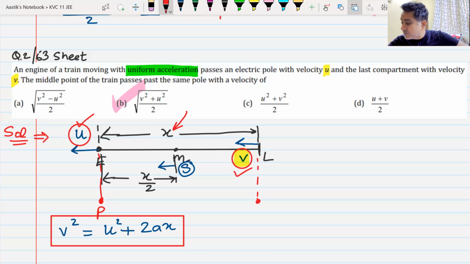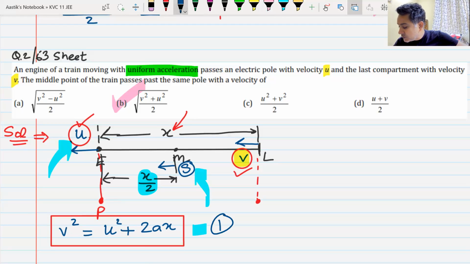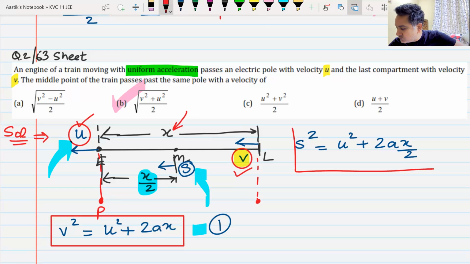For the second equation, what will I do? I will take the initial velocity as u and the final velocity as s, and the distance as x by 2. So if this is equation number 1, my equation number 2 becomes s square is equal to u square plus 2 times a into x by 2. Again the same thing.